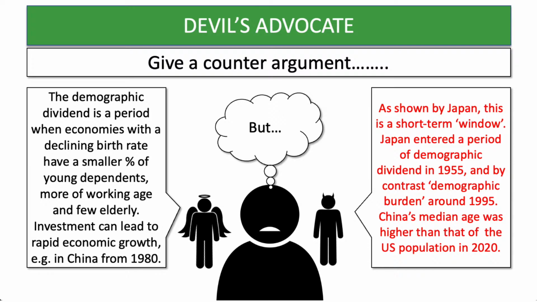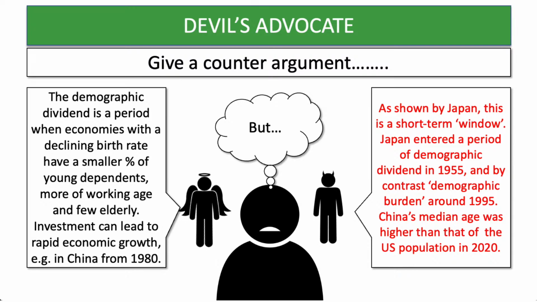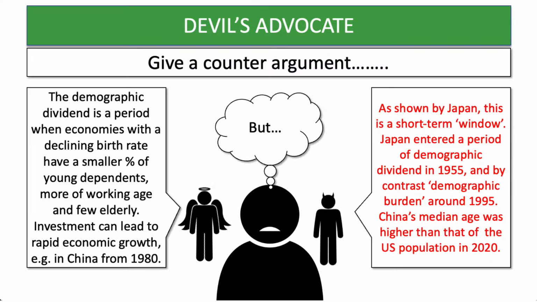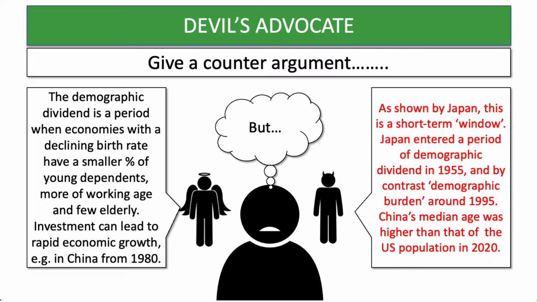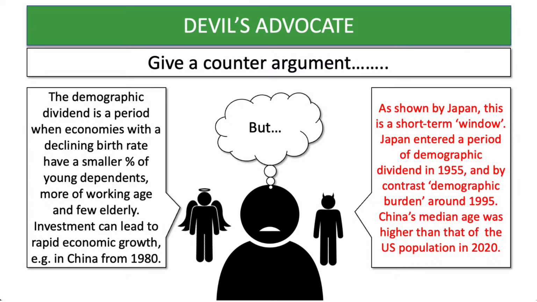China's median age was higher than that of the US population in 2020. So hinting that perhaps China has reached that point where it's actually in parallel with Japan. It's going to see its economy shrinking because it hasn't got the working age population coming through. And maybe that's not right now, but maybe it might be the case in 10, 20 years.